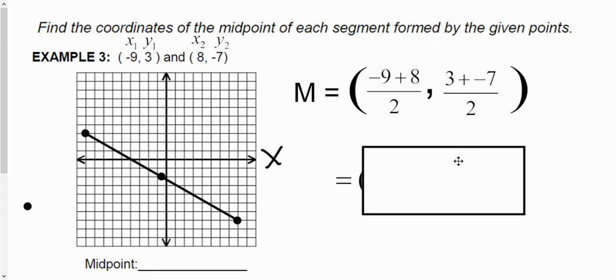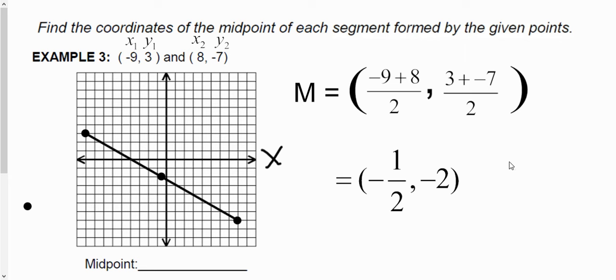And if you do that with your calculator, you get -1/2 and -2 for y. You could also put -0.5 for the -1/2, either way. So there's our answer. The midpoint is -1/2 and -2.